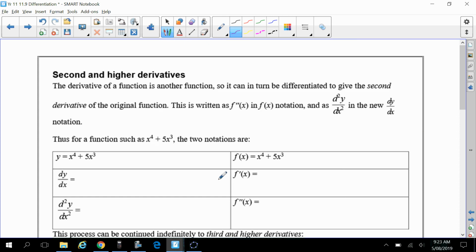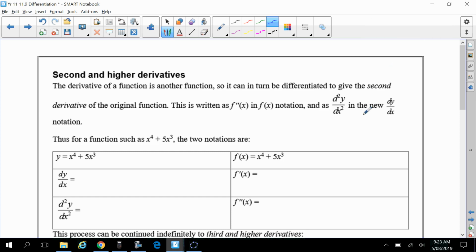All right, we're going to look at second and higher derivatives. The derivative of a function is another function, so it can be differentiated to give the second derivative of the original function. So if you can differentiate it once, you can also differentiate it again. But the question is, what's the notation?